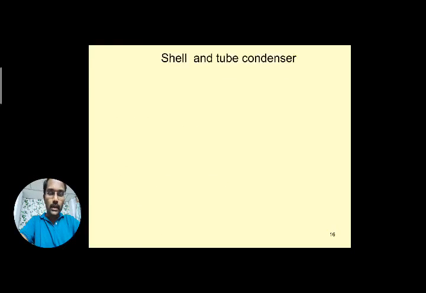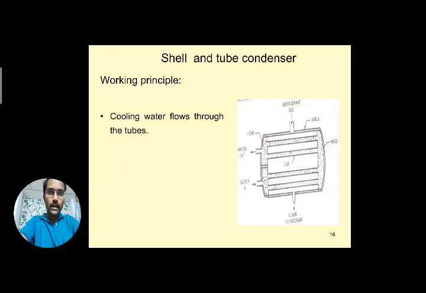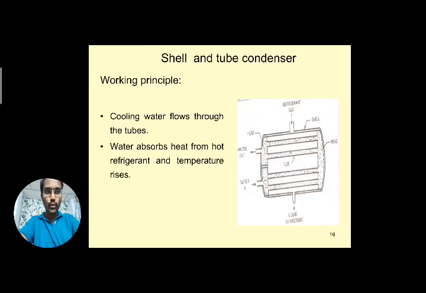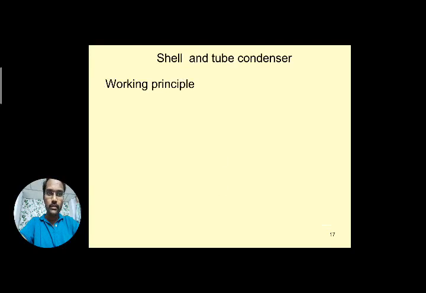Next, regarding the working principle, the cooling water flows through the tubes. Water absorbs heat from the hot refrigerant and its temperature rises. Between the tubes the water absorbs the heat from the refrigerant, and the temperature rises. The refrigerant vapor enters from the top of the shell, as you can see here.